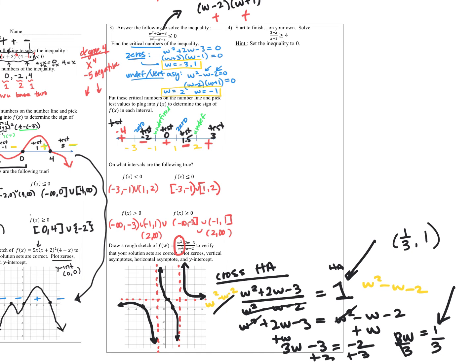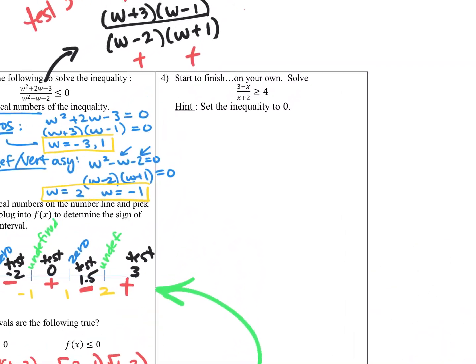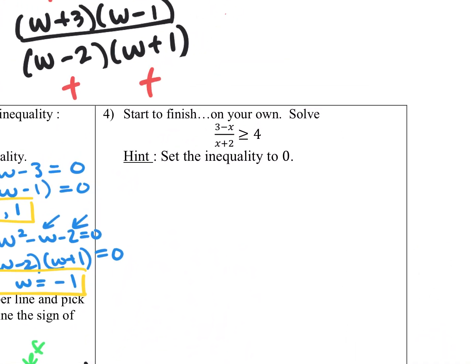And so again, following our critical numbers, which were at -3, -1, 1, and 2, you can see that we are positive here, then we go negative, then we go back to positive, then we go back to negative in that little interval, and then we are positive again, kind of alternating, which we saw in our number line. All right, last one, number 4 here, start to finish, all on your own.